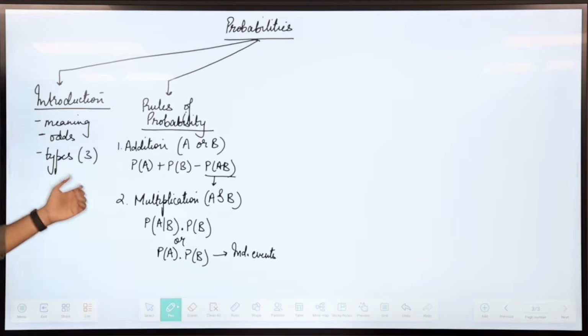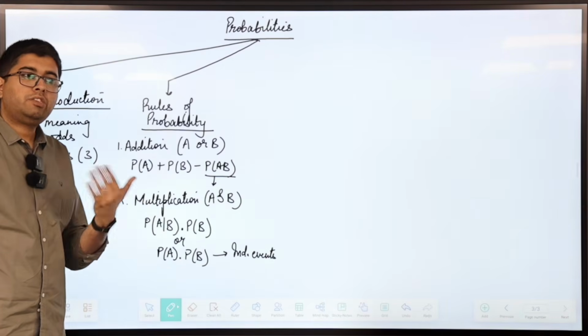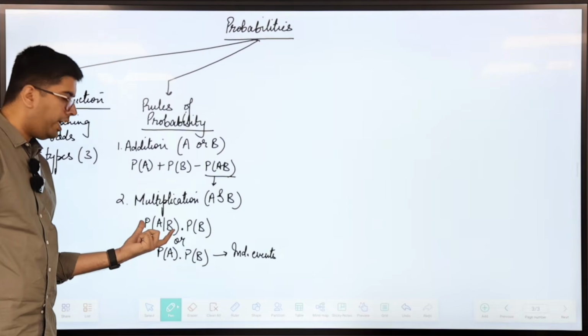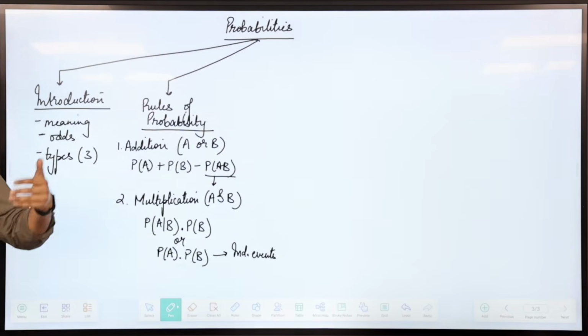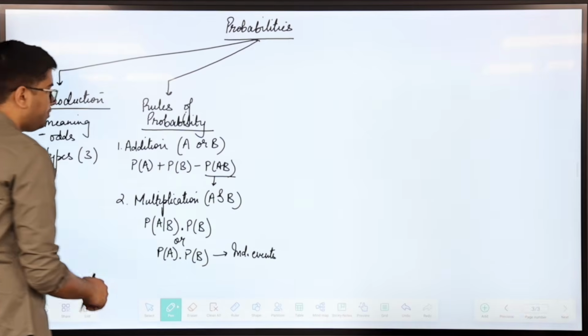And if A and B are dependent events, then they need to happen in sequence. So how do you read this? A given B. So first B has to happen and then A has to happen. The events will happen in a sequence if they are dependent.